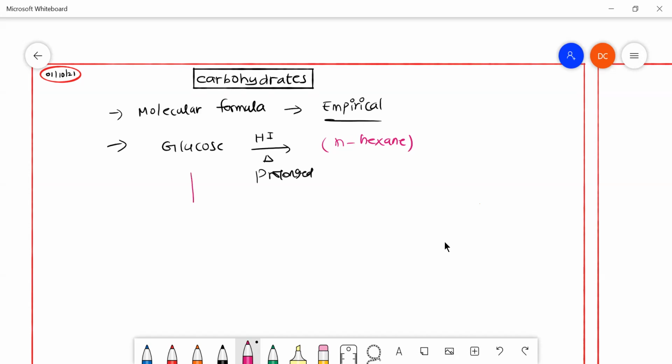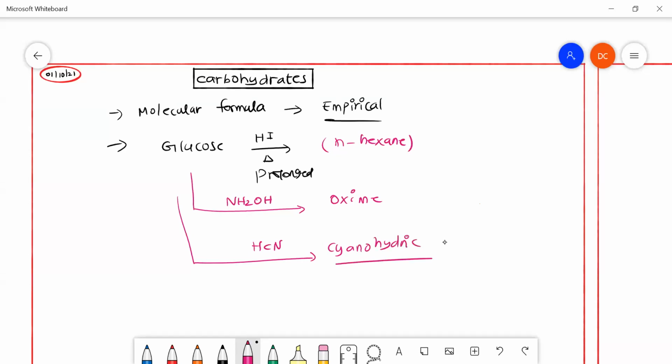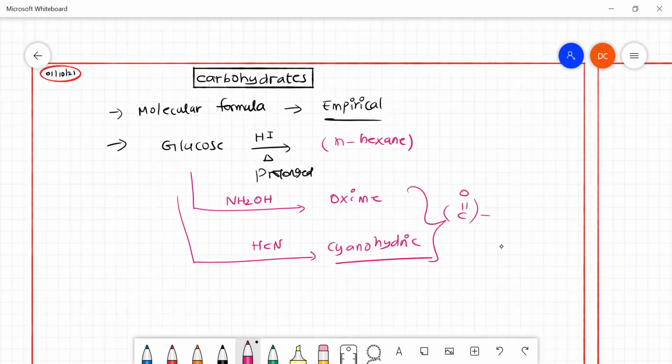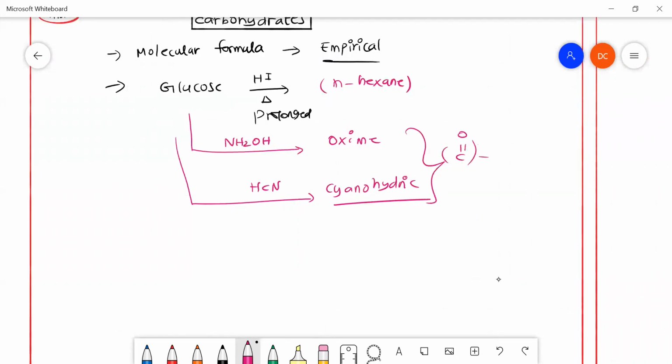And what about the third one? The same glucose is reacted with NH2OH, hydroxylamine. If I react with this, I get the oxime as a product. At the same time, the same glucose reacting with HCN forms what? Cyanohydrin. These two tests confirm the presence of the C double bond O group. The presence of a carbonyl group is indicated by the reaction with hydroxylamine as well as with HCN.